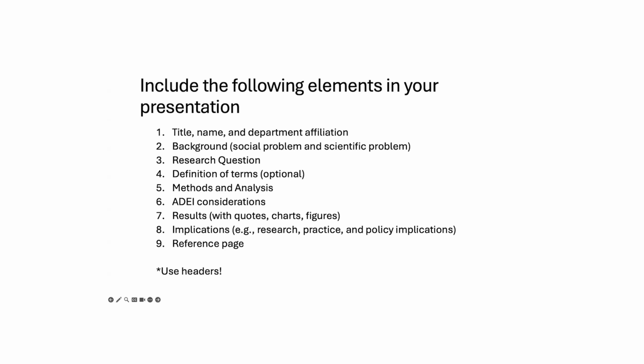Make sure you include the ADEI considerations. This stands for anti-racism, diversity, equity, and inclusion. You want to make sure you talk about, for example, how you as a researcher address any researcher bias arising from research positionality. You also want to talk about any other ADEI considerations that emerge in the research process.